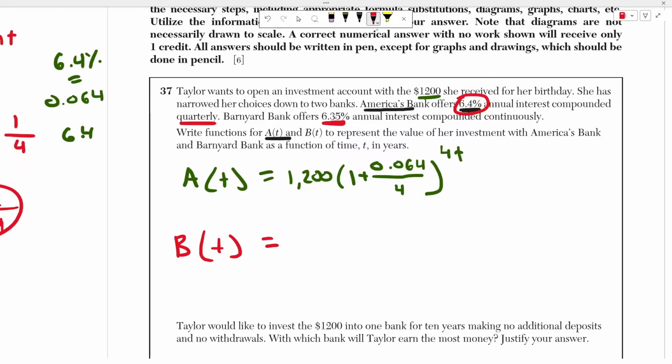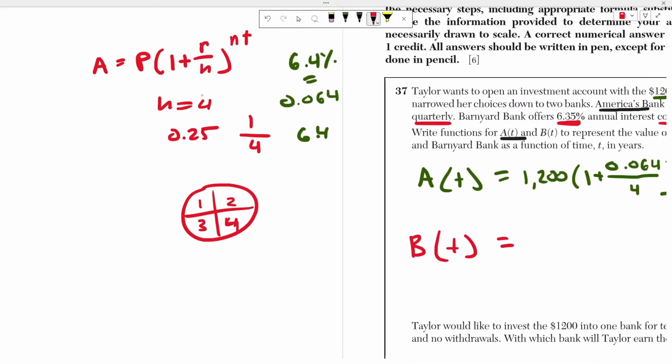And the difference between A of t and B of t is that for B, Barnyard Bank, their annual interest is compounded continuously. So when you have continual interest, your equation is going to look like A is equal to P e to the power of r t, right? So in this case, instead of it being compounded quarterly, instead of earning a set interest 4 times a year, 3 times a year, 2 times a year, this is going to earn interest every second, every millisecond. It's going to earn interest continuously.